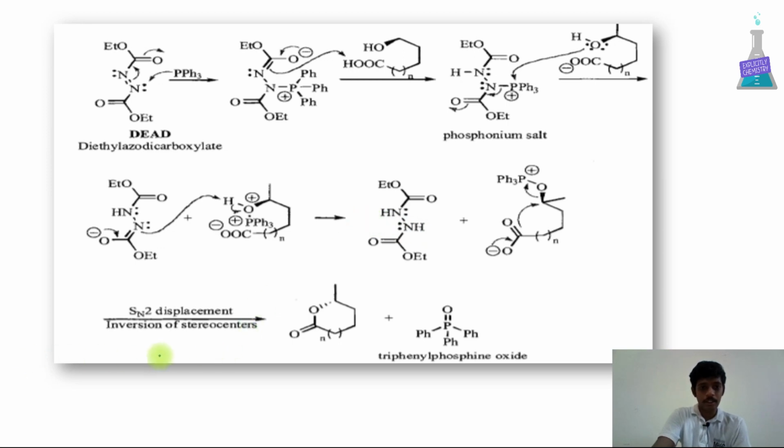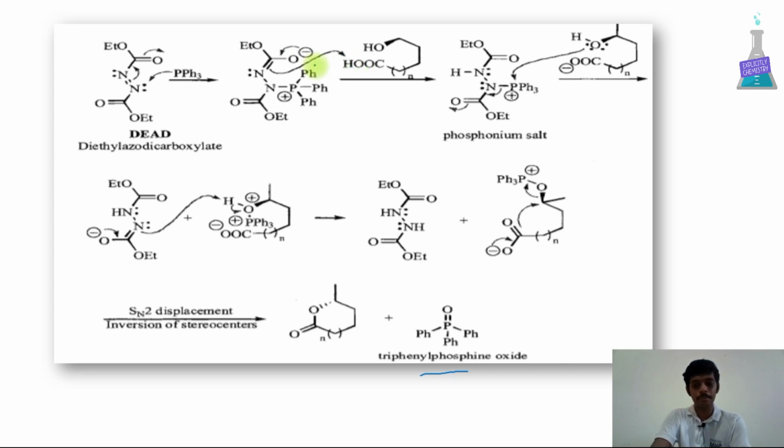After that, the SN2 displacement reaction, inversion of stereocenter. Here the OH which is in wedge is converted into dash. After that, this COOH is converted into C double bond O. This is the SN2 displacement reaction. Here in SN2, the stereocenter will be inverted, leaving behind the triphenylphosphine oxide. The mechanism seems a little bit complicated, but the reaction is very simple.